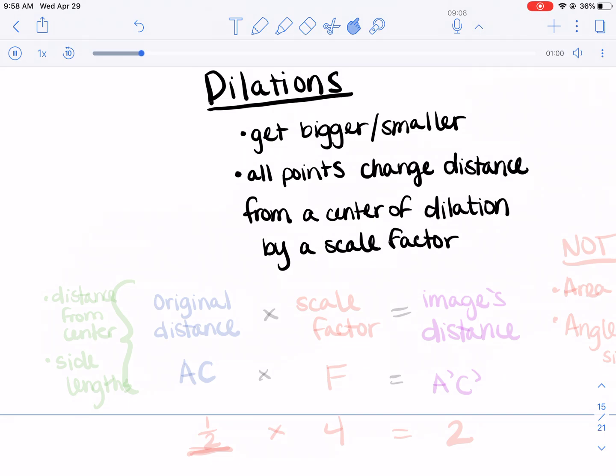Now, all dilations kind of use this equation. You start off with your original distance from the center of dilation. Then you multiply that by the scale factor. And usually the scale factor is given to you. They might say the scale factor is 3, the scale factor is 1/2. It can be a lot of different numbers. And then you get what the image's distance is from that center of dilation.